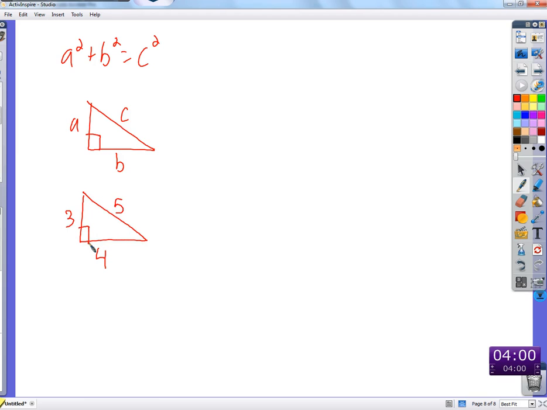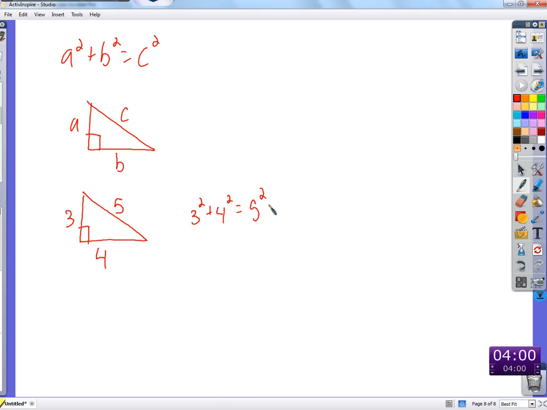3, 4, and 5. So Pythagoras gets the credit for this theorem, though with any really ancient history, it's always disputed. Some people think that Chinese mathematicians came up with it, or Egyptians before Pythagoras. If we look at this, we can see 3 squared plus 4 squared equals 5 squared. Let's see if that's true.